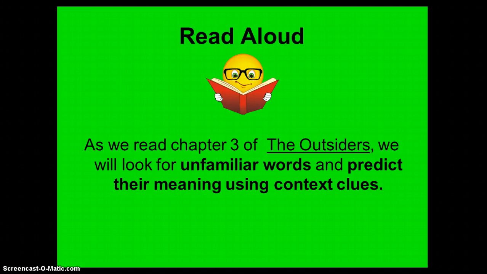After having gone through all the examples, we would practice with a read aloud, where students and I were reading The Outsiders, and so we would read chapter 3, and as we read, the purpose for reading would be to look at those unfamiliar words in the passage and use context clues to determine the meaning of those words, and reminding them of the 4 different types of context clues that we might come across as we read.